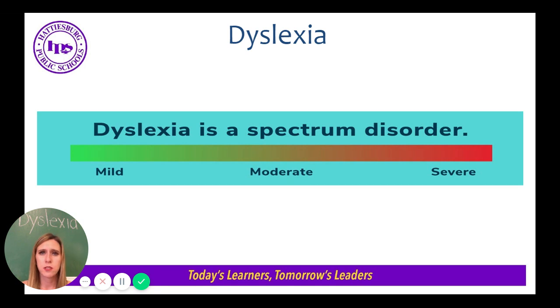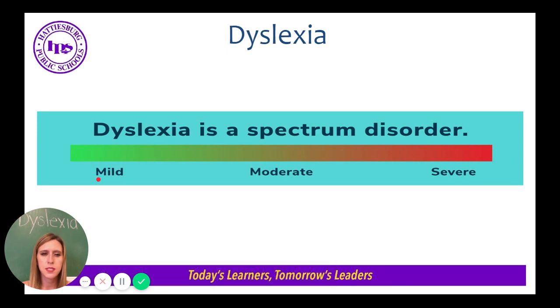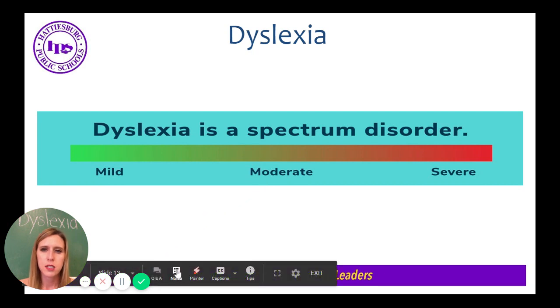It is a spectrum disorder, which means it can range in severity. Some students have just mild dyslexia. It means at times they may experience some letter reversals. Decoding may be a little bit of an issue, comprehension, but typically they can learn strategies and they can overcome it with little trouble in school. Then it can go into moderate.